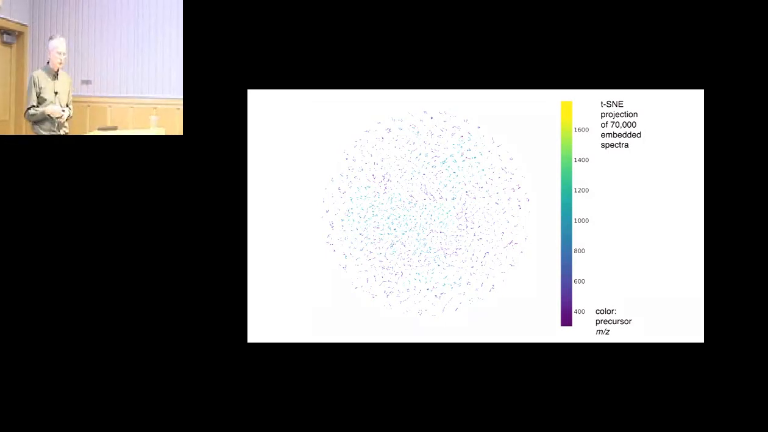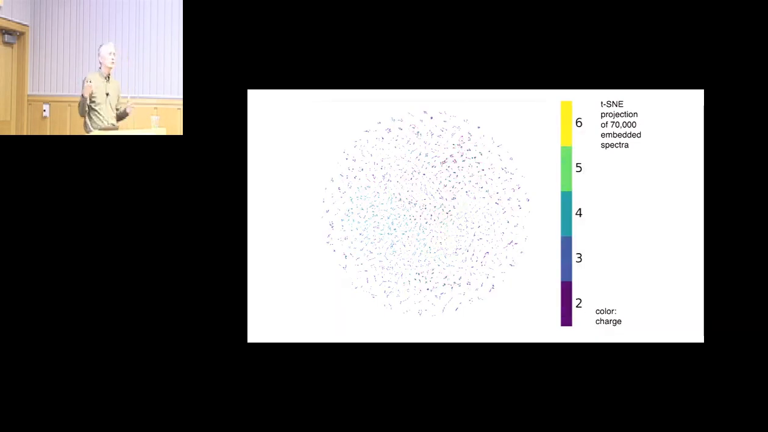It looks like this if you take the 32 dimensions and you project to 2 dimensions with t-SNE. So this is 70,000 embedded spectra, colored by precursor mass to charge ratio. You can see that there is some structure there. If you instead color by charge state, you can see a slightly different structure. Question is, is this useful? So one thing that you can do is zoom in a little bit more closely.